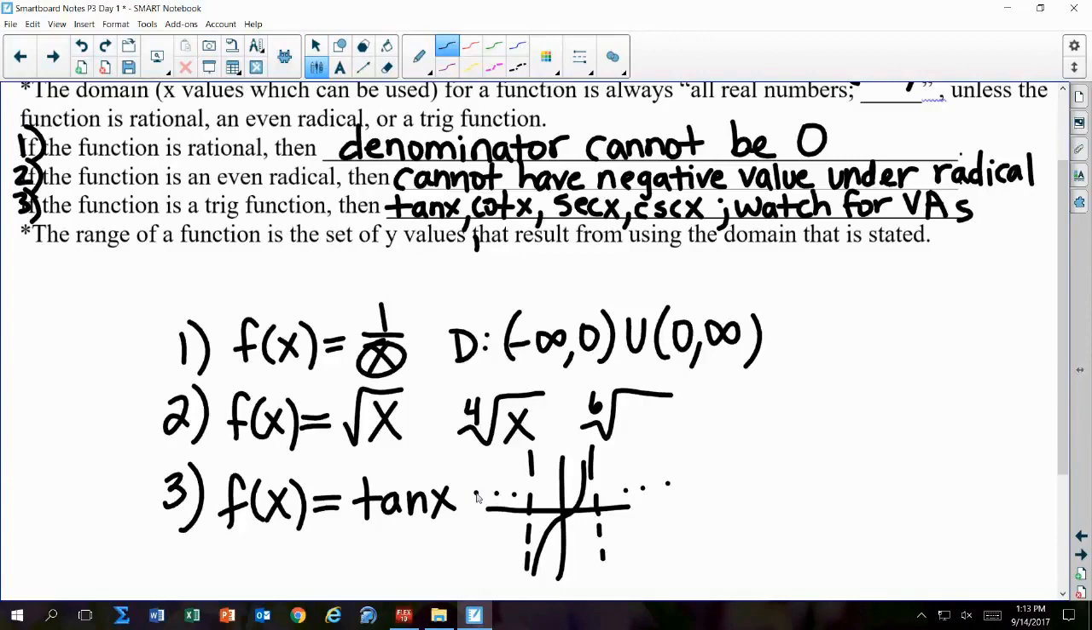So when you're defining what the domain is or what x values you can use, you cannot use the x values along those vertical asymptotes because it's going to give you an undefined value for y. Okay? So we have to be careful with the domain there. It says the range of a function is the set of y values that result from using the domain that is stated.